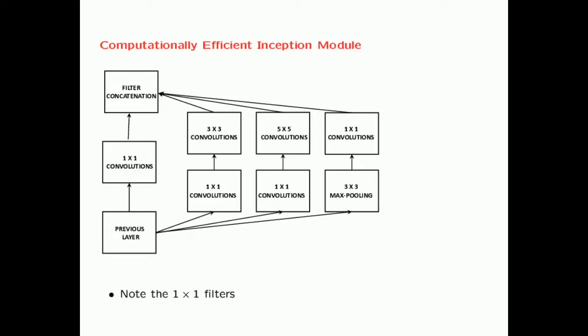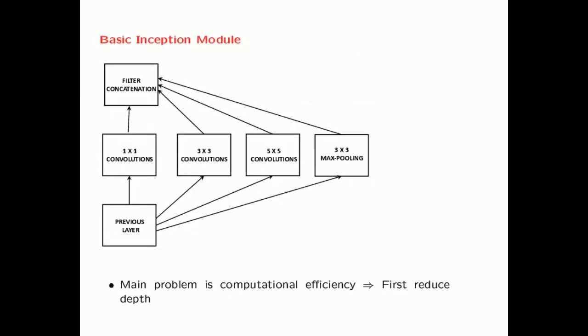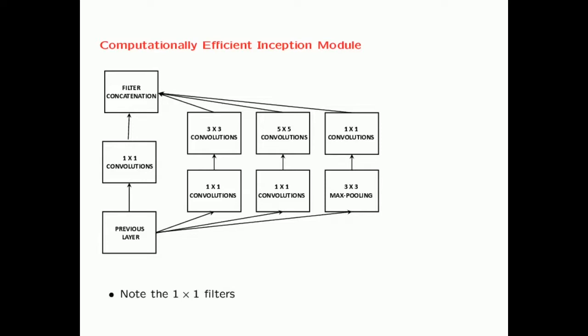In order to reduce the depth, 1x1 convolutions were used. Now note that 1x1 convolutions don't change your spatial footprint. But for example, if you have a depth of 256, you can use 64 filters of 1x1 convolution to reduce your depth to 64, and then you can perform the same operations that you had in the previous slide on these reduced depths. So this is essentially an efficient variation of the Inception module.